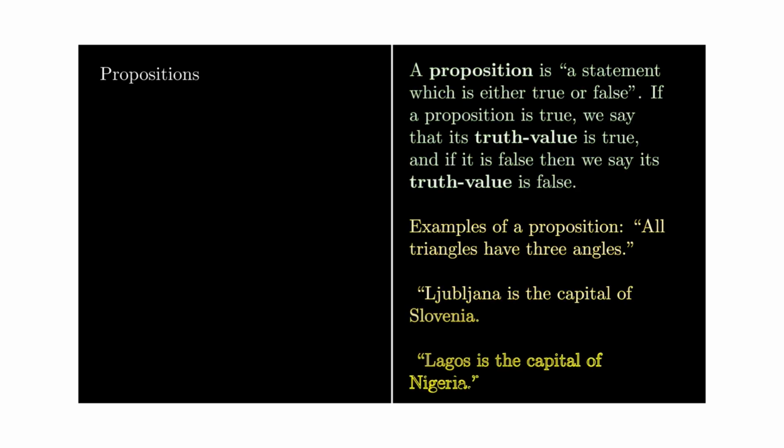To begin with, let's start with a very direct and simple definition. A proposition is any statement which is either true or false. If a proposition is true, then we say that its truth value is true. This is a definition of the phrase truth value. And also the truth value can be false. So the truth value is either true or false, depending on what the given proposition is.